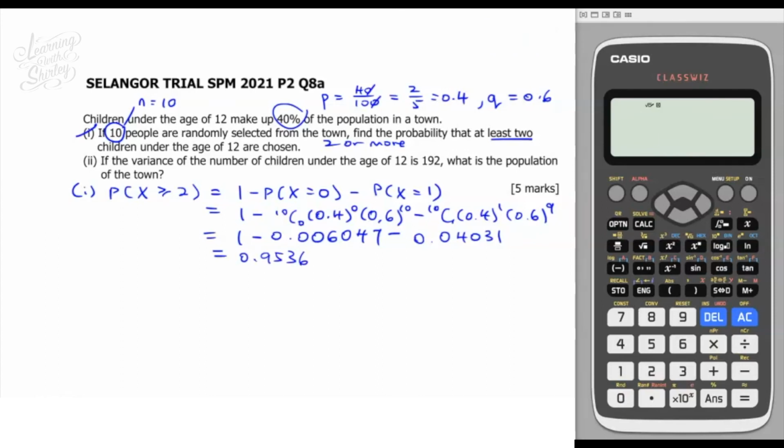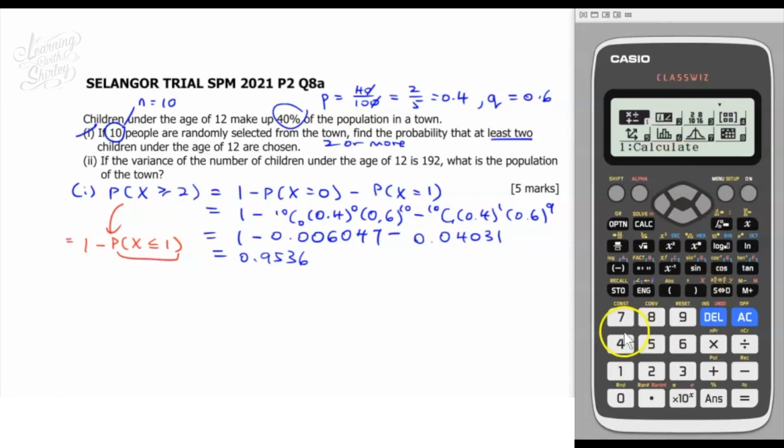Now I'm going to teach you how to use the Casio ClassWiz calculator to double check your answer. Here, this also means 1 minus P(X less than or equal to 1). From here, I can get this using the calculator. Go to menu, then press 7, then go to Binomial CD, number 1. Then go to variable, and your x is 1. Your N is equal to 10, and your P is equal to 0.4. Then you press equals again.